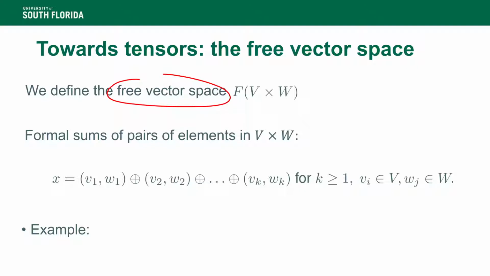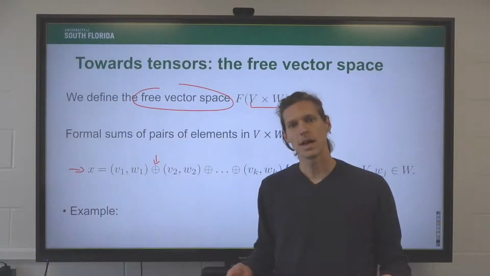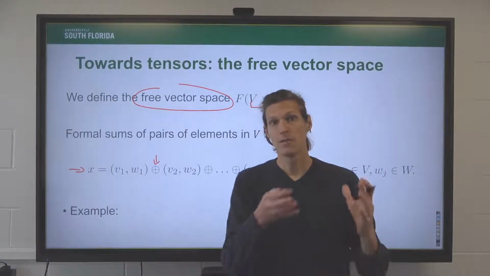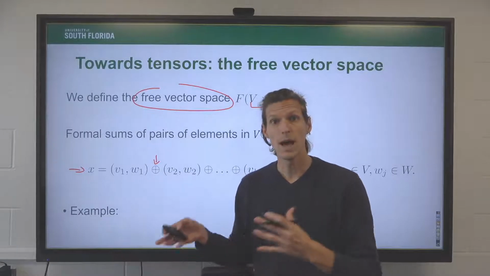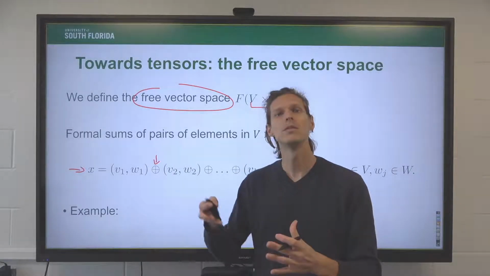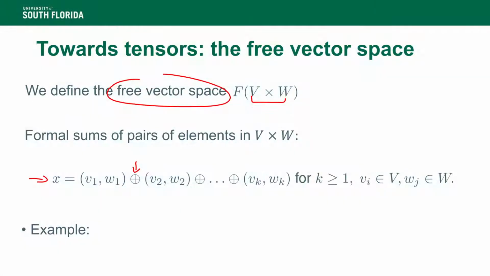Instead of being directly the Cartesian product, we take formal sums of pairs, formal sums of elements in the Cartesian product, and all the linear combinations with complex coefficients. So what does this mean? X here is a formal sum where I denote the addition by an circled plus. When I do that, I differentiate between (V1, W1) plus (V2, W2) and the pair (V1 plus V2, W1 plus W2).